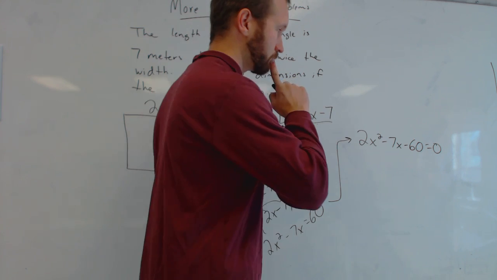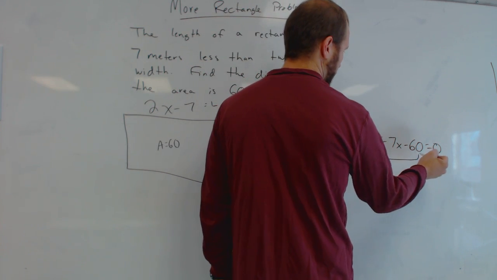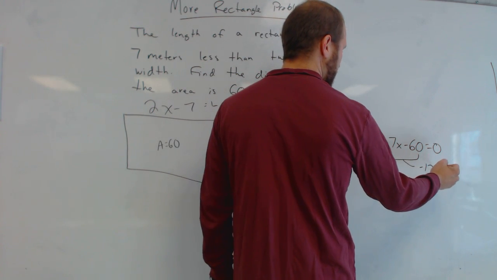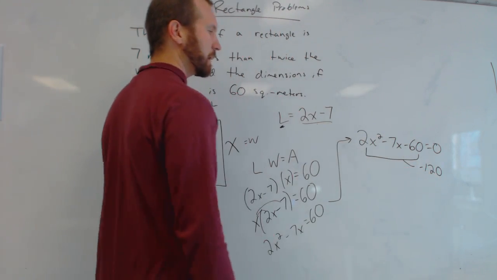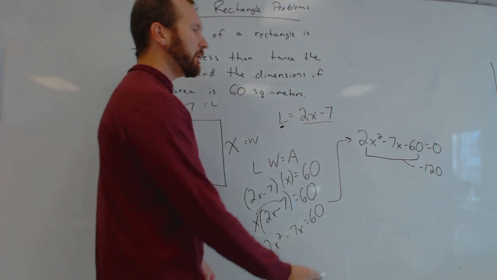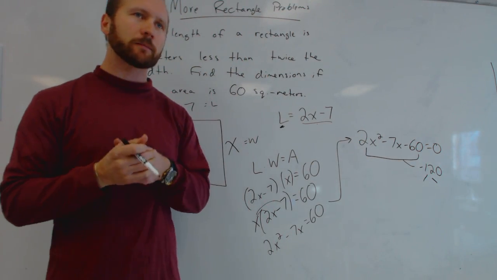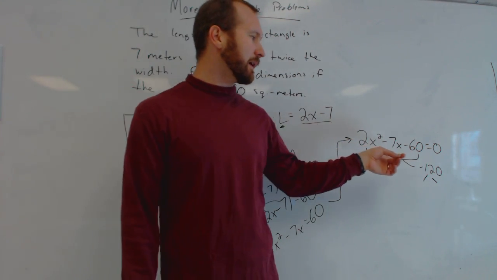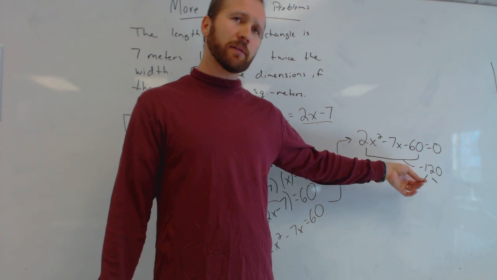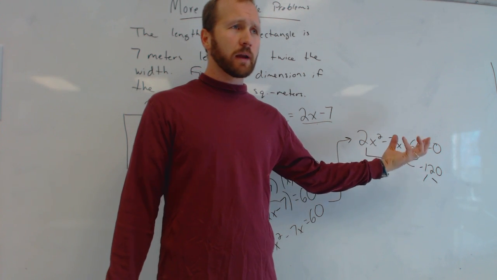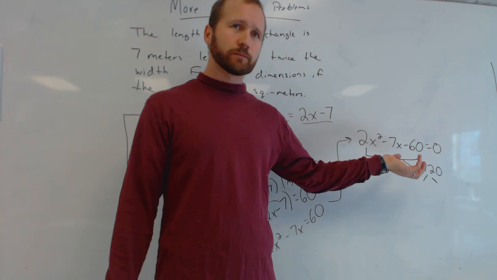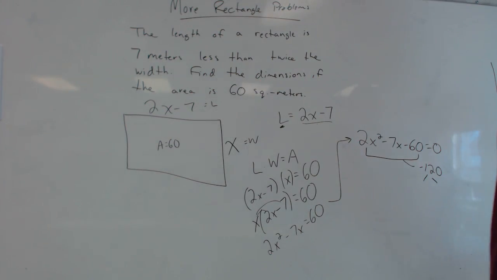Just times 2 times 60. Good. And remember, this is just a trick. So 2 times negative 60 is negative 120. And now I have to try to think of factors of negative 120 that add up to negative 7. And I think this, we haven't talked a lot about this. Like when we have a large number, how do you find the factors? If you factor it out and then you do different. Yeah, there are different strategies.